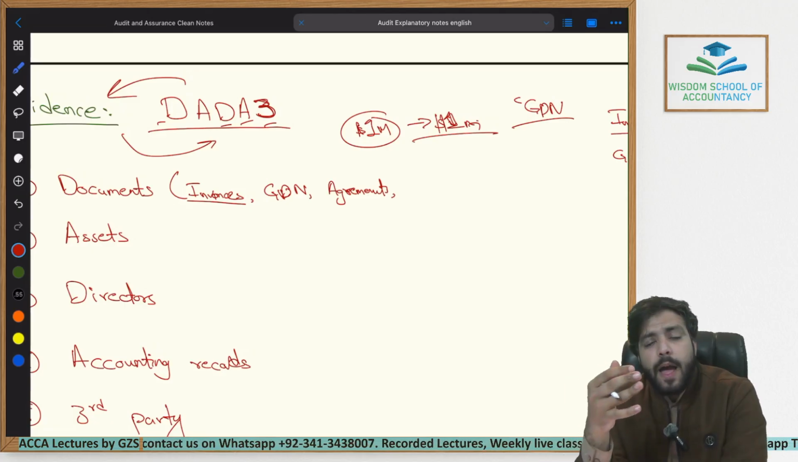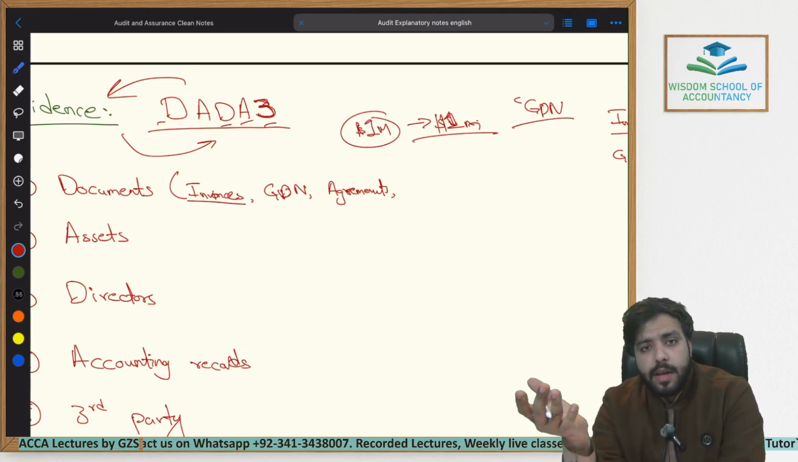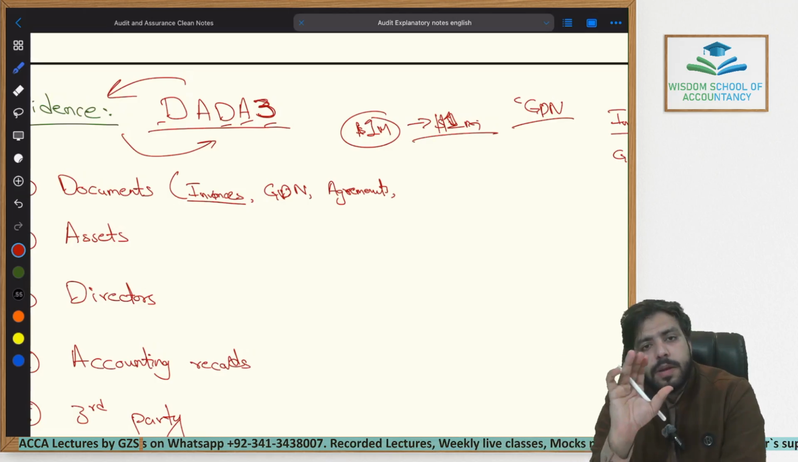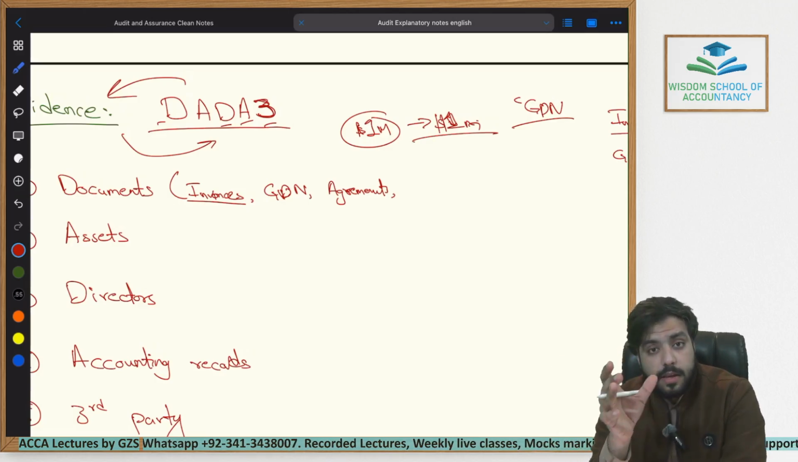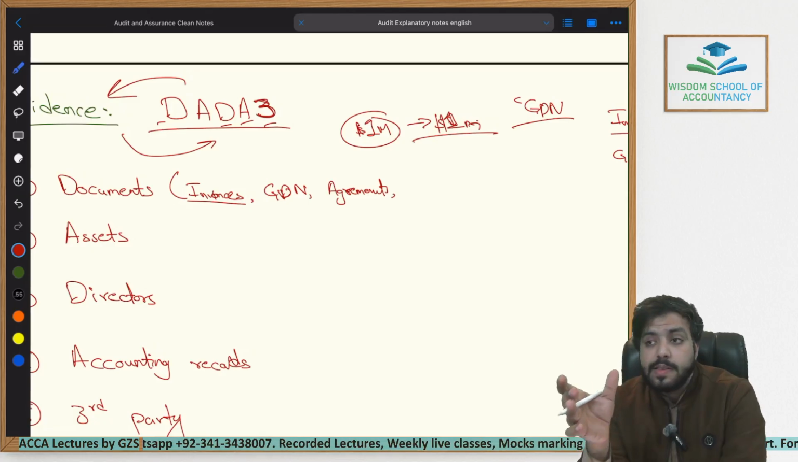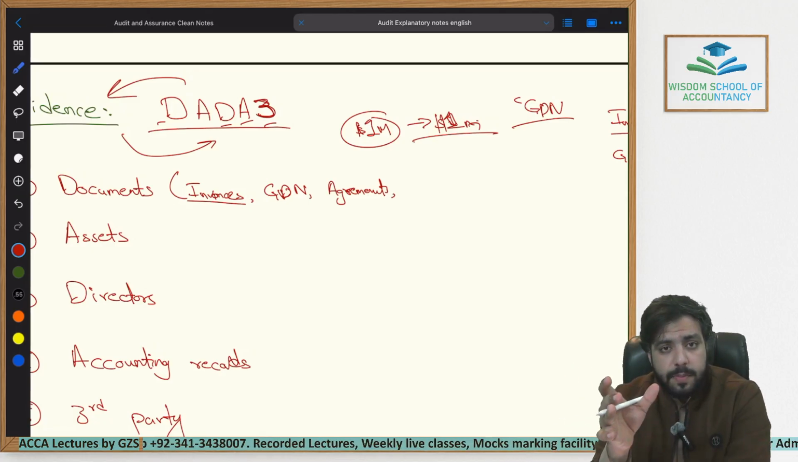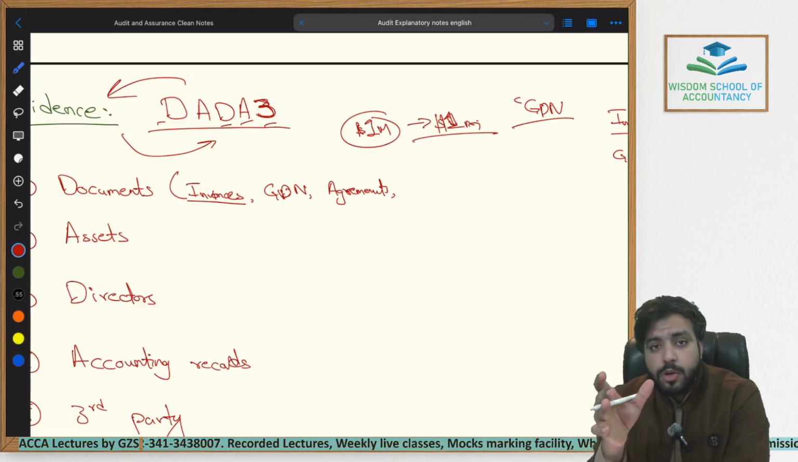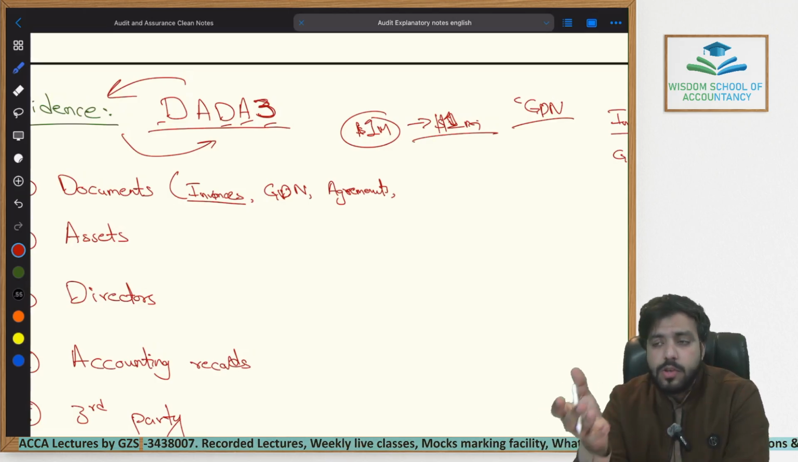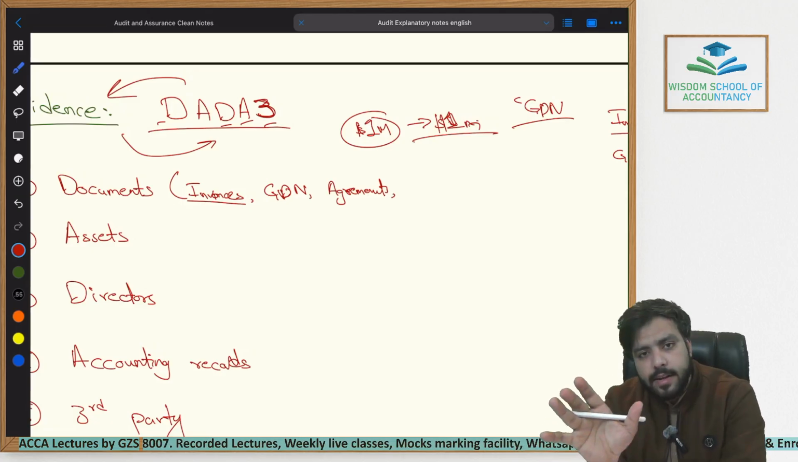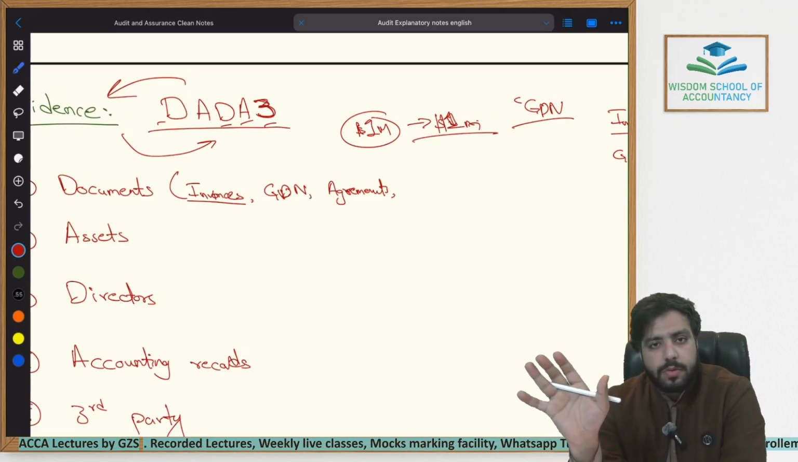If, let's say, I am leasing a building, I am recording a right of use asset. One of the major evidences in that case again is an agreement that has been made with the company who has leased me that specific building, because it is important for an auditor to identify, if you are recording a right of use asset, do you actually have an asset that has been leased to you, or are you just recording it out of thin air?